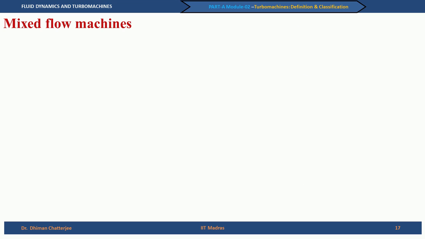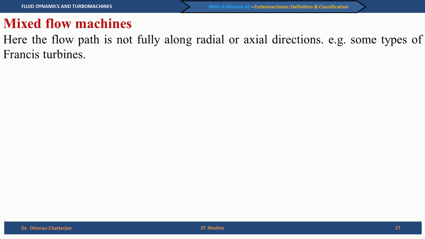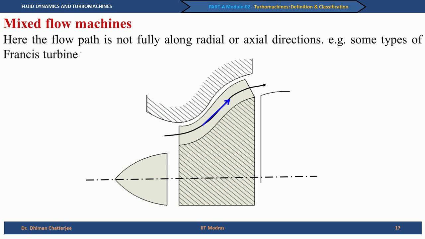Last type of machines, which is neither making 0 degree nor 90 degree with the axis inside the vane passage, is known as mixed flow machine. In this case, the flow path is neither fully radial nor axial. Examples are the different types of turbines like mixed flow pumps or Francis turbines. So, you see here the flow direction as given by this blue arrow makes an angle theta with the axis, and that theta is neither 0 nor 90 degree.